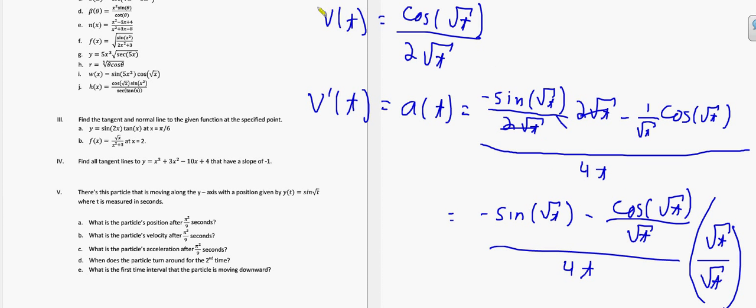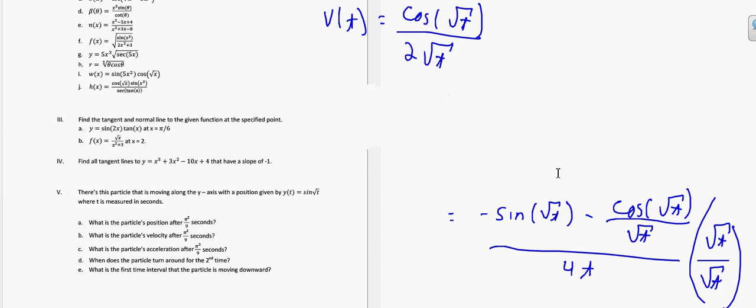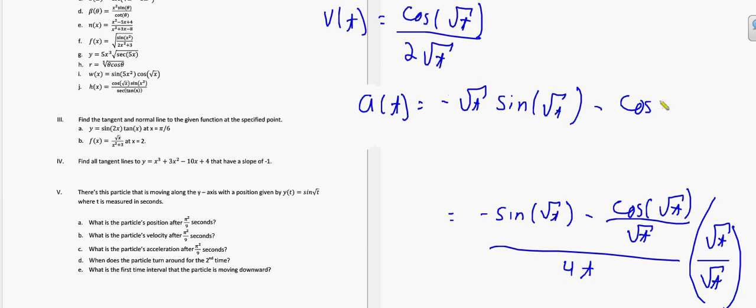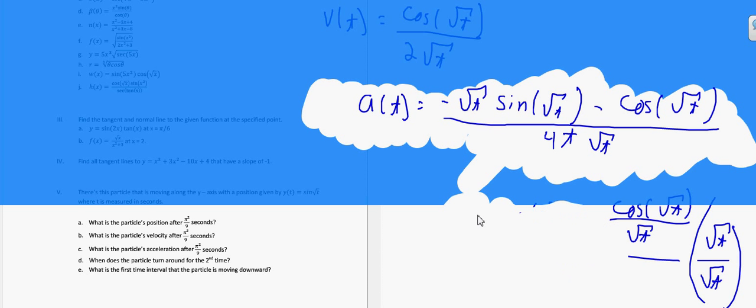There we go. When you multiply that in, we're going to end up with, let me erase some of this junk. There we go. We're going to end up with acceleration is equal to negative root t sine root t minus cosine root t over 4t root t. Alright, so that's our acceleration. That's the best we can do.